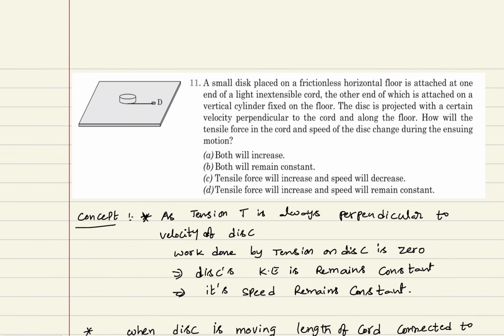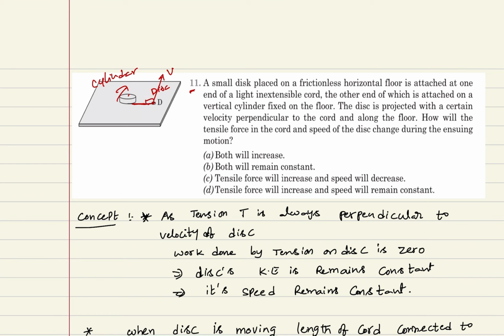Here I have already written the first question; you can see it. First question, this is Pathfinder 11th question. As per the question, a small disc placed on a frictionless horizontal floor is attached at one end, a light inextensible cord is there. Here it is connected to a body; you can see that one end is connected to the D. This is a cylinder. Here the small disc is there. Now the disc is projected with a certain velocity perpendicular.